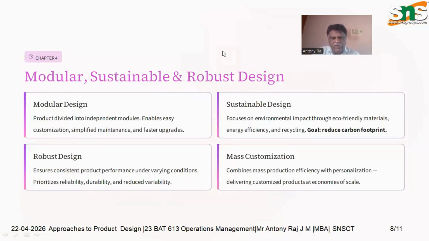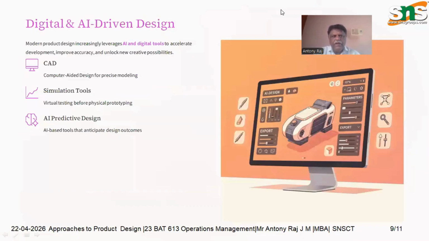Modular, sustainable, and robust design are also some of the approaches. Modular design is developing a product by breaking it up into independent modules rather than going for a completely assembled one. For example, if you talk about a mobile phone, the chip gets developed independently, the hardware gets developed independently, like that. And mass customization is an unconventional approach. So these are some of the approaches. And digital and AI-driven design is today the driving force, where we have simulation tools and computer-aided design, which we use for modeling, and then AI predictive design.